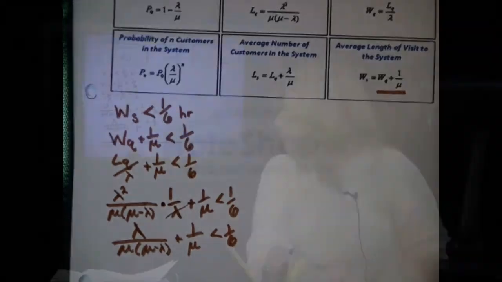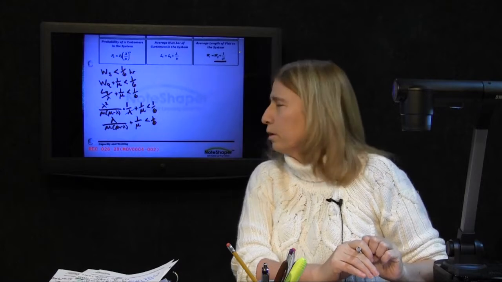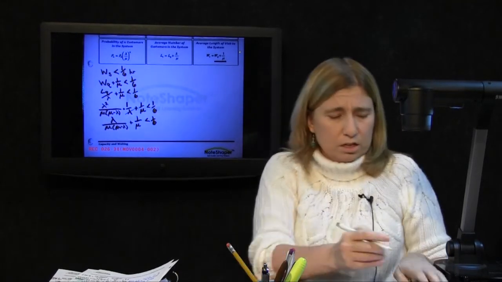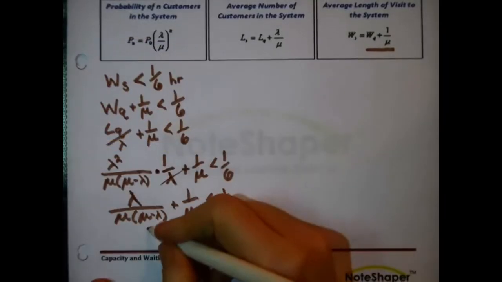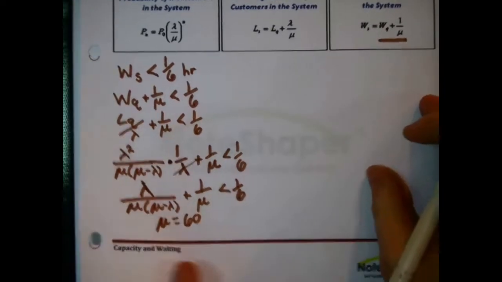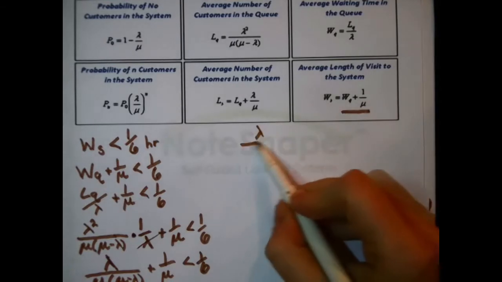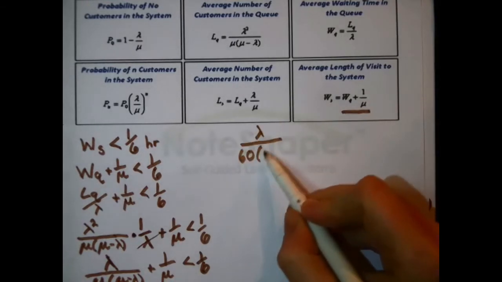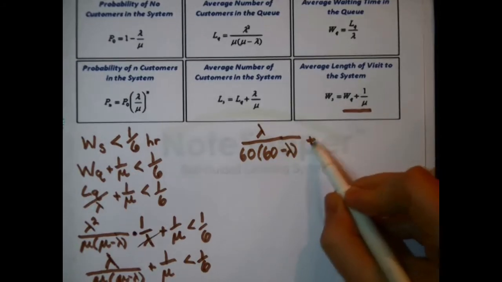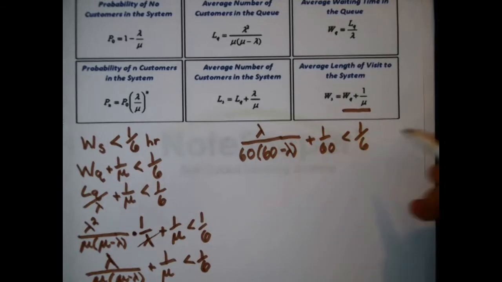And then I realized, wait a minute. Speaking of substituting, we're talking about what will make TSA happy. Well, TSA, we know something about mu. Mu is 60. We know this. So I could substitute in 60 here. Why don't I do that? I'm going to go back up here, just carefully. I'm just recopying it. Lambda over 60 times 60 minus lambda, plus 1 over 60, less than or equal to 1/6. That would make them happy.